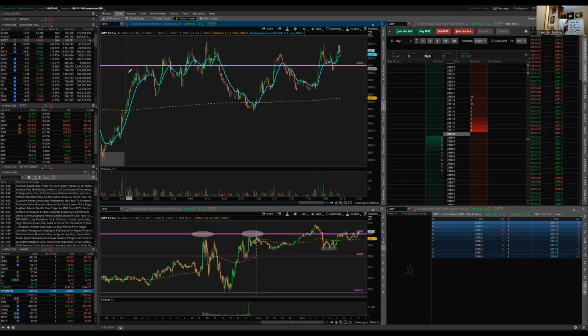So I had a couple of things, a couple of confluences working for me here, and one of them was this 2090 area that has been really just a tough spot. We crack it, we pull back, we crack it, we pull back. So right here, seeing these two candles and the rejection, I got short and took a quick scalp down.